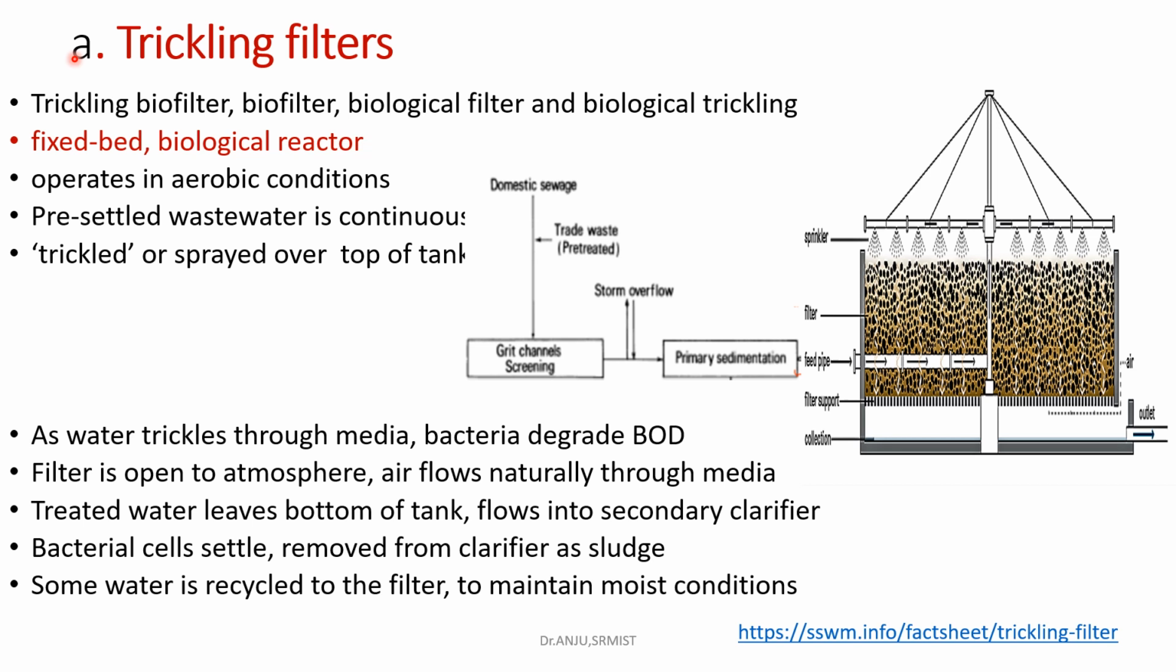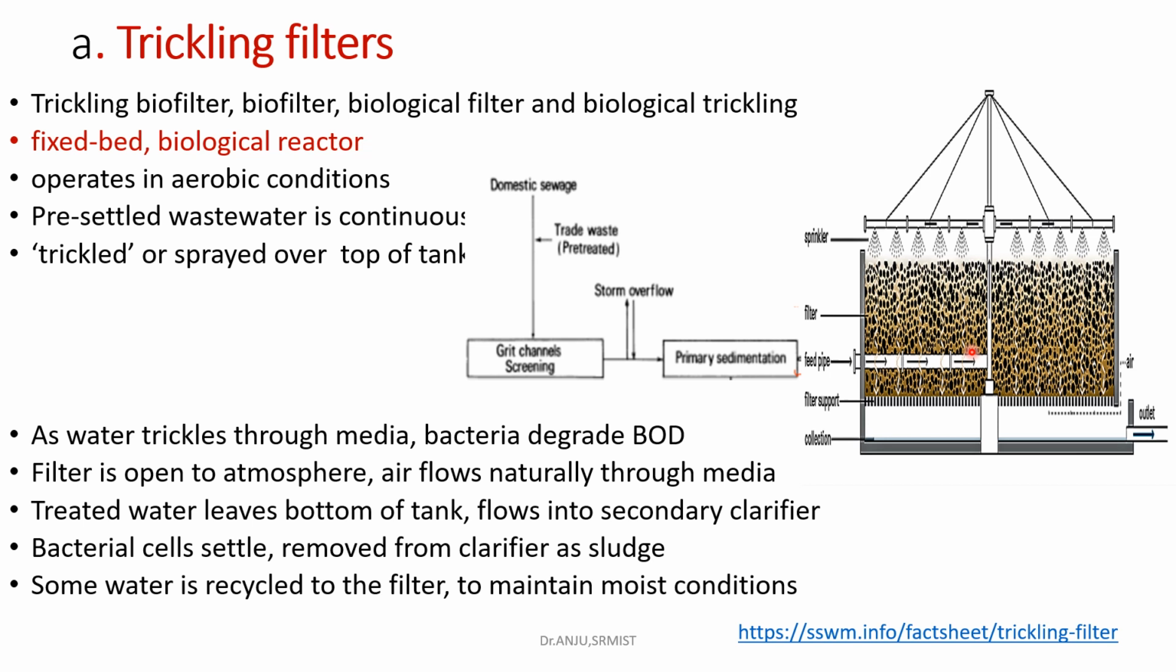The first type of attached biological process is the trickling filter. This trickling filter is a fixed bed. So there is a layer of this bed material. It is fixed. It is not moving. So it is a fixed bed biological reactor. These trickling filters are also called the trickling biofilter, biological filter, and biological trickling filter.